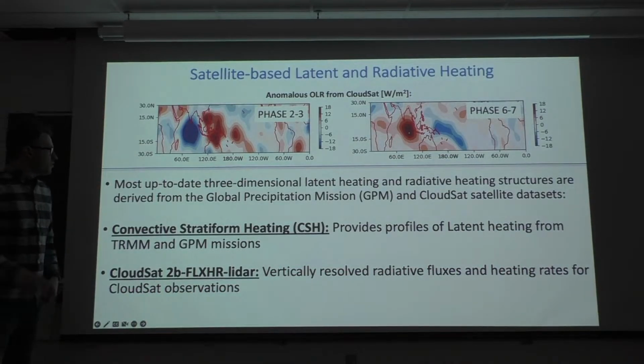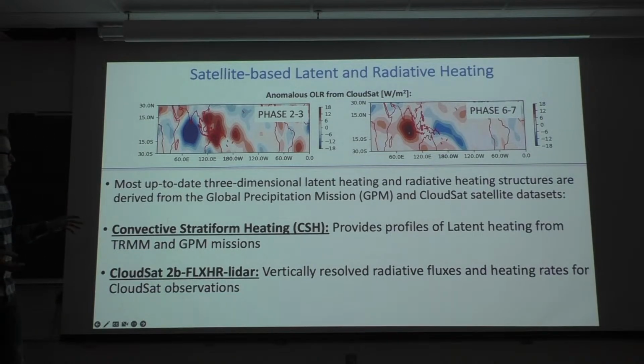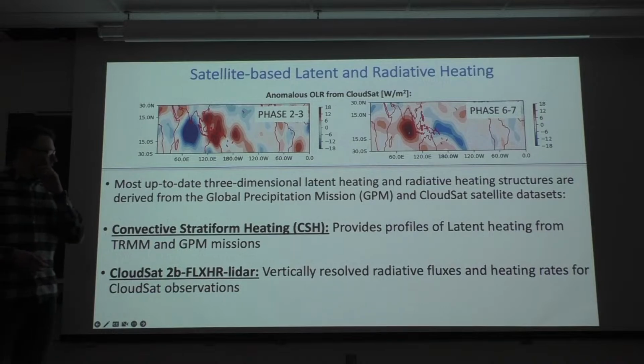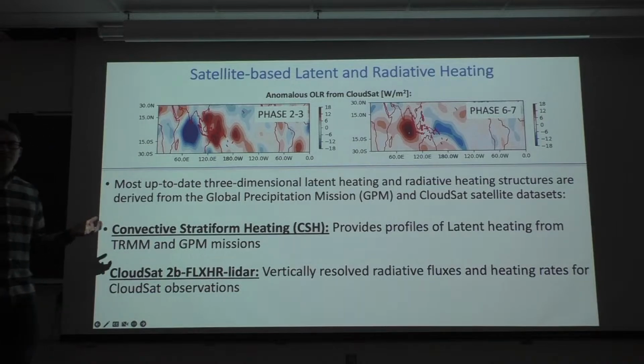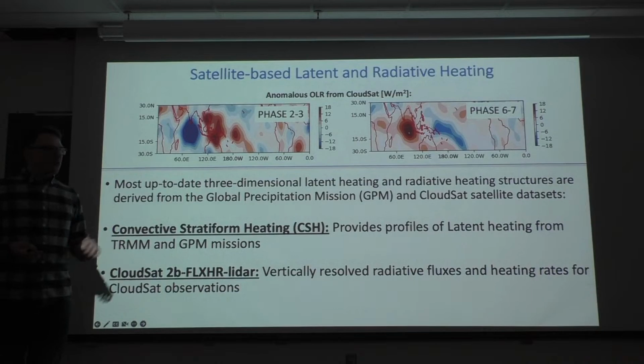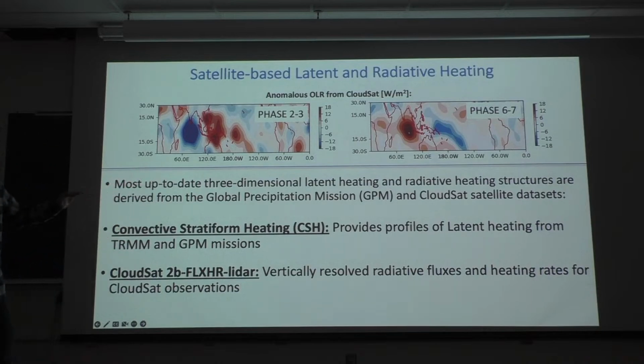So to do that, we're going to use two specific products from these individual satellite missions. For latent heating, we're going to use the convective stratiform heating product, which provides profiles of latent heating from derived lookup tables. I'll talk a little bit about how those are derived. And then from CloudSat, we're going to use a product that I helped develop called 2B-FLXHR-LIDAR, which uses the information from the A-train to give us vertically resolved radiative flux and heating rate estimates within the atmosphere.